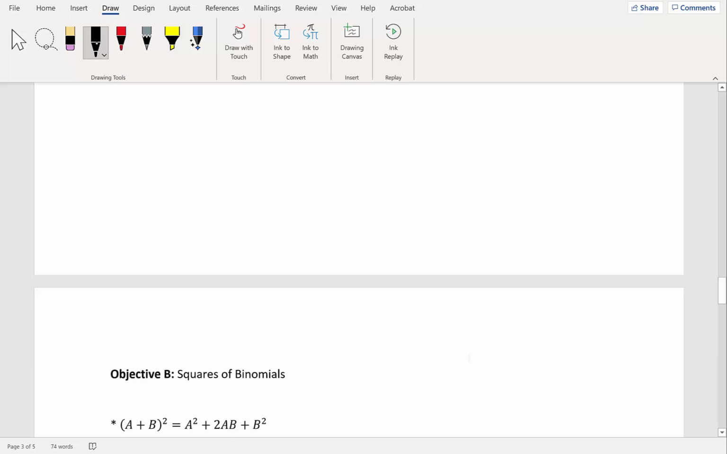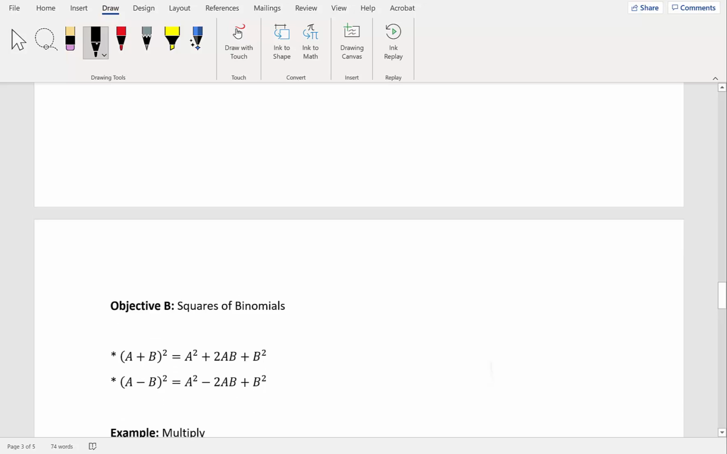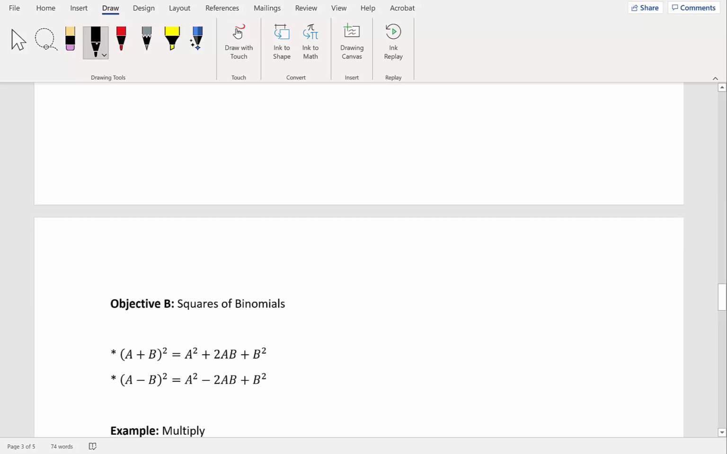So what happens when you have a binomial raised to the second power? We have two formulas here that we can use. If you have a plus b raised to the second power, this becomes a squared plus 2ab plus b squared. And now if you have a minus b raised to the second power, okay, almost the same formula. There's just one key difference there. It's that minus sign. So your result would be a squared minus 2ab plus b squared.